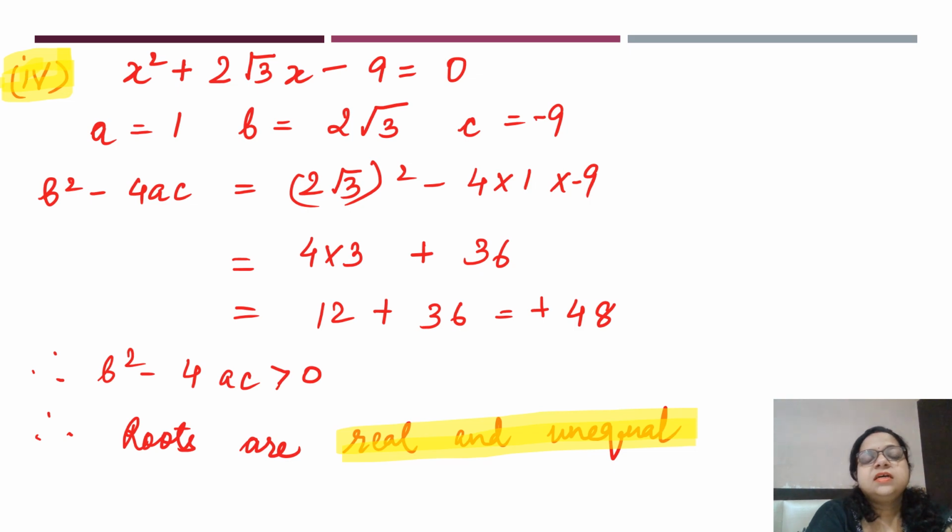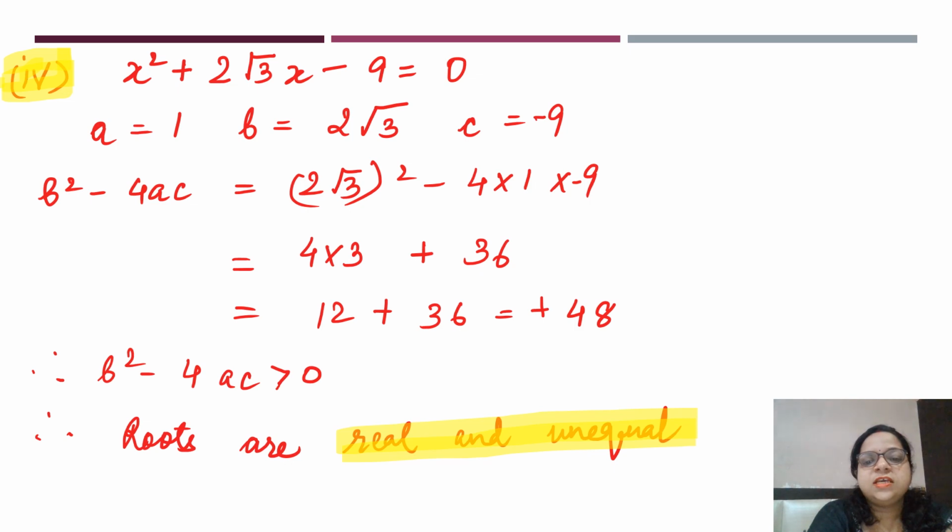Fourth question: x square plus 2 root 3 x minus 9 is equal to 0. What is the value of a? The value of a is equal to 1, b is equal to 2 root 3, and c is equal to minus 9. b square minus 4ac is equal to (2 root 3) the whole square minus 4 into 1 into minus 9, which is 4 into 3, 12, plus 36. That is 12 plus 36, which is equal to plus 48.